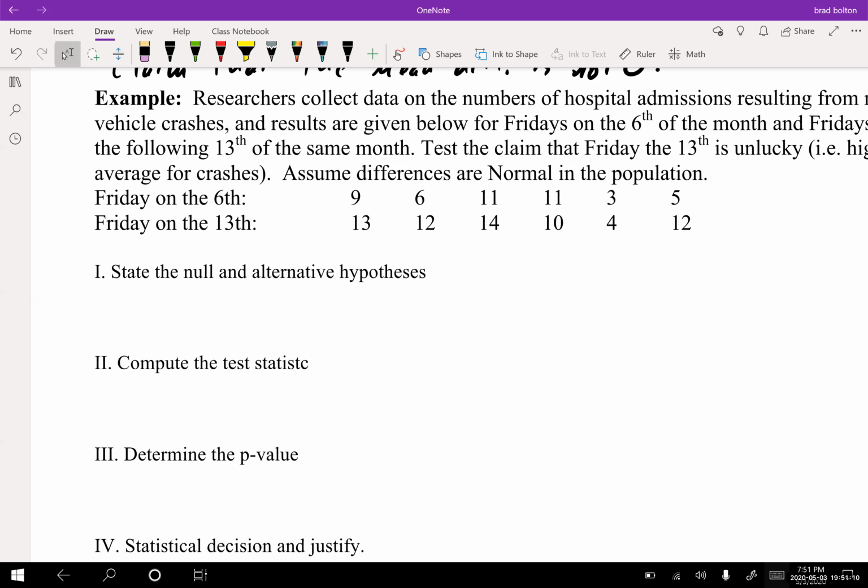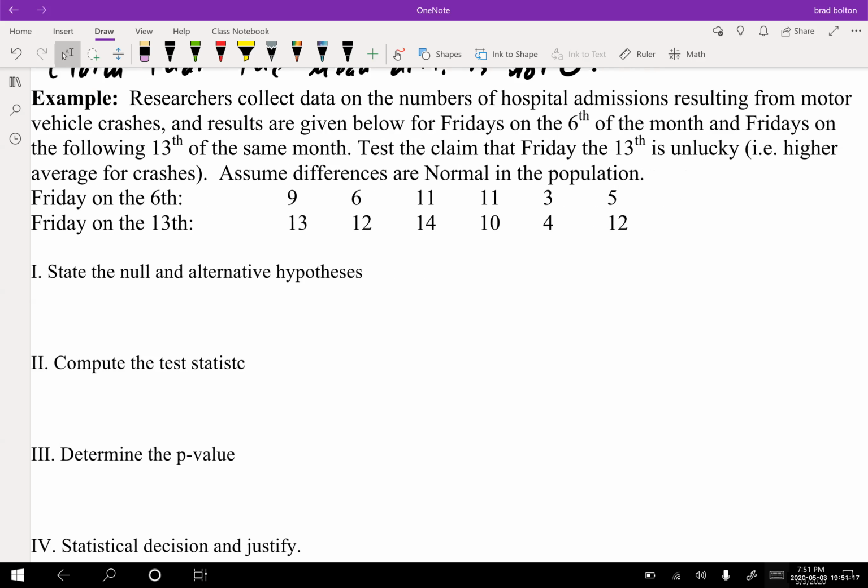So it says researchers collect data on a number of hospital admissions resulting from motor vehicle crashes, and results are given below for Friday the 6th of the month, and Friday the following 13th in the same month. Test the claim that Friday the 13th is unlucky, meaning there's a higher average for crashes. Okay, so the average on Friday the 13th is larger than the average on Friday the 6th.